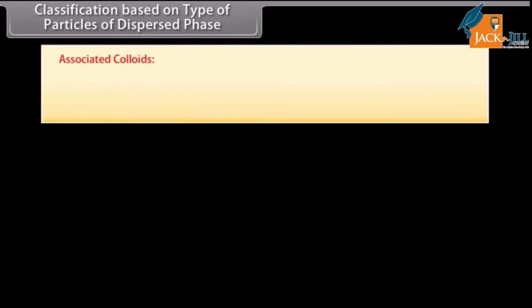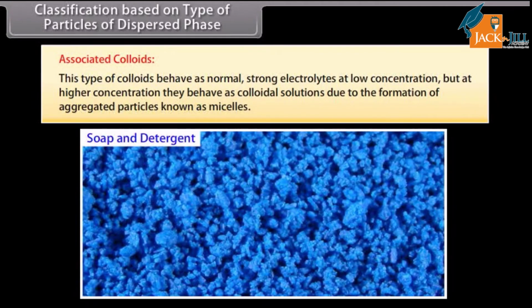Associated colloids. This type of colloids behave as normal strong electrolytes at low concentration, but at higher concentration, they behave as colloidal solutions due to the formation of aggregated particles known as micelles. For example, soaps and detergents.